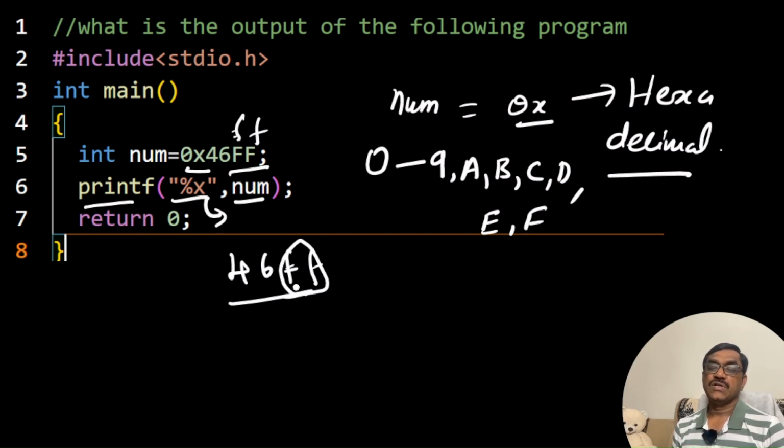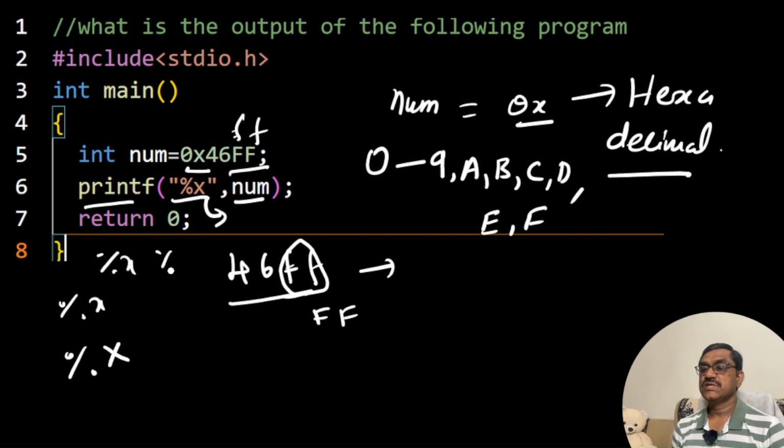How to get capital Fs in the output? To get capital Fs like this, instead of using percentage small x, you can use percentage capital X. Another important thing: in place of percentage x, if you use percentage d, it is going to give the decimal value of this hexadecimal value.